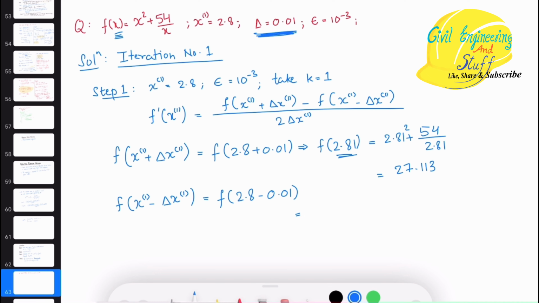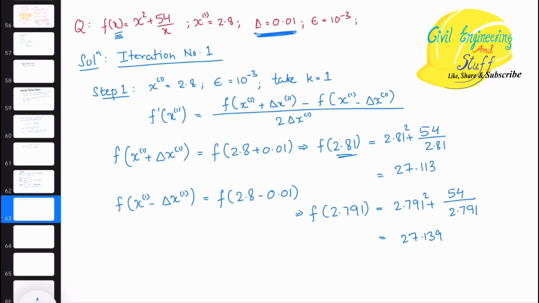So this will be equal to f of 2.791. Put the value. So this will be equal to 2.791 square plus 54 divided by 2.791. Solve it to find out the value. What is the value? The value is 27.139. Okay, again I hope you are solving as we move along.